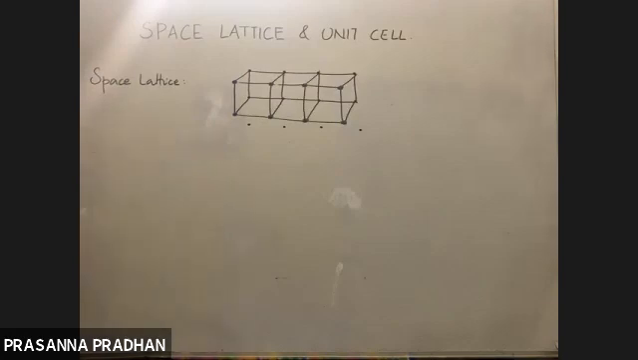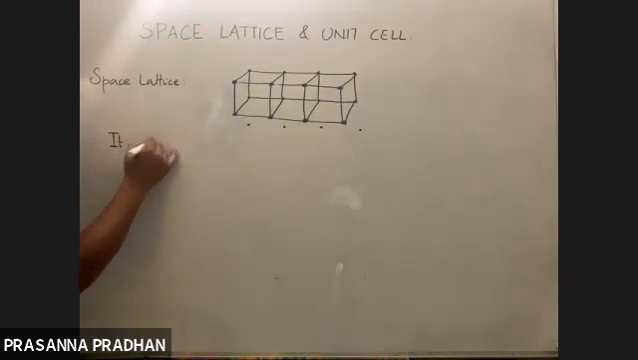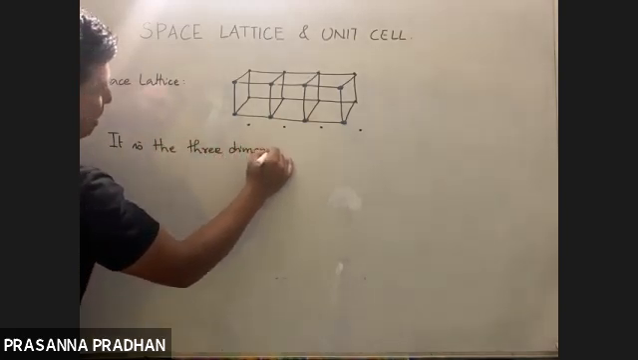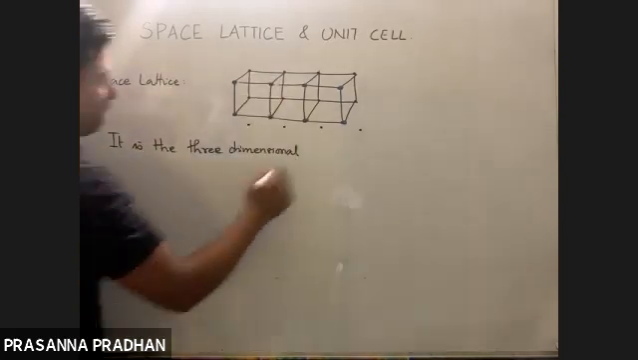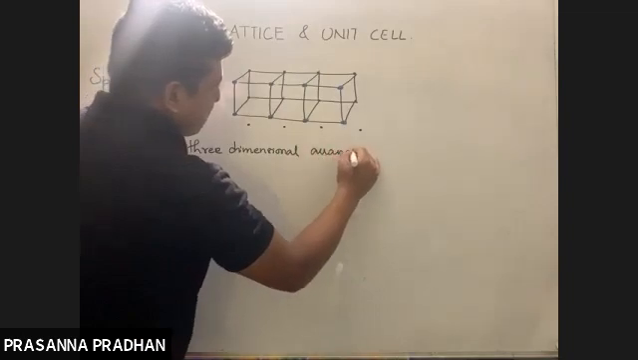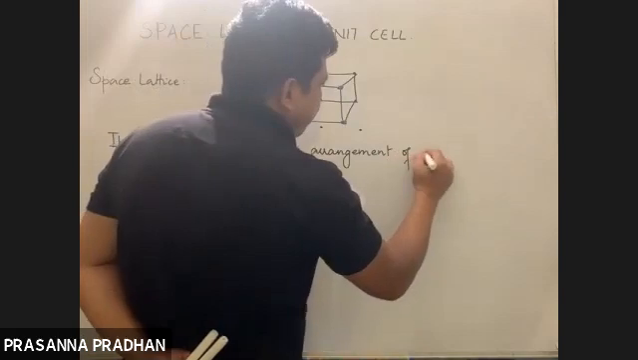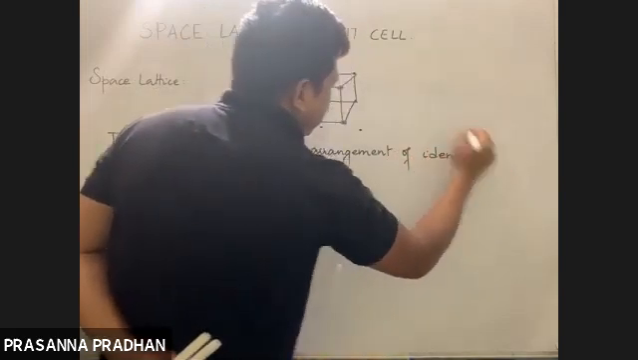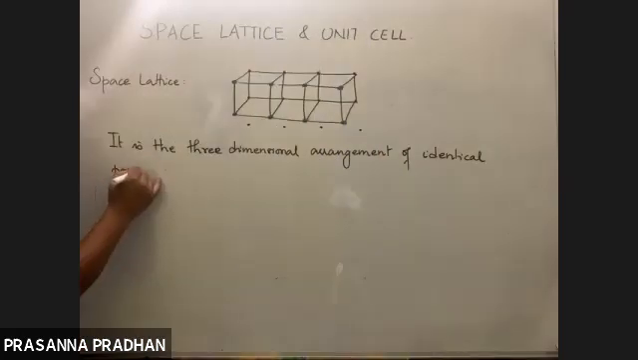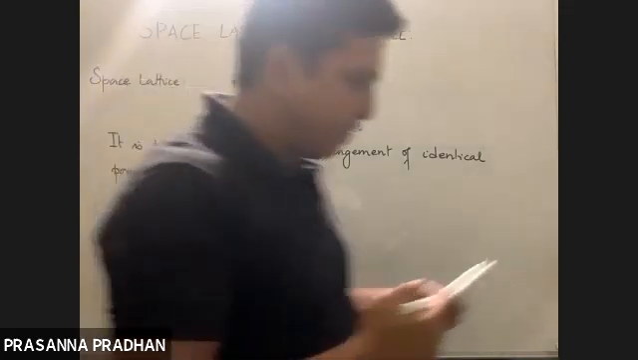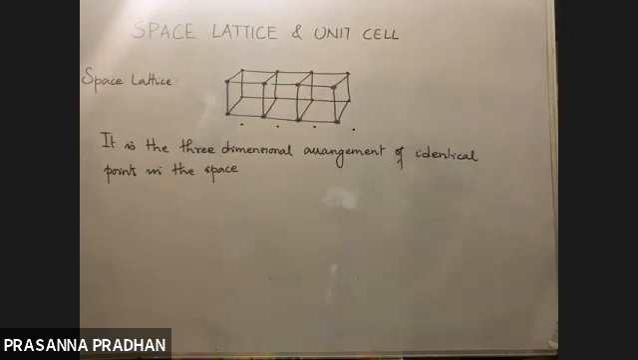So it is the 3-dimensional arrangement. It is the space lattice. It is the 3-dimensional arrangement of identical points in the space. It is the 3-dimensional arrangement of identical points in the space.